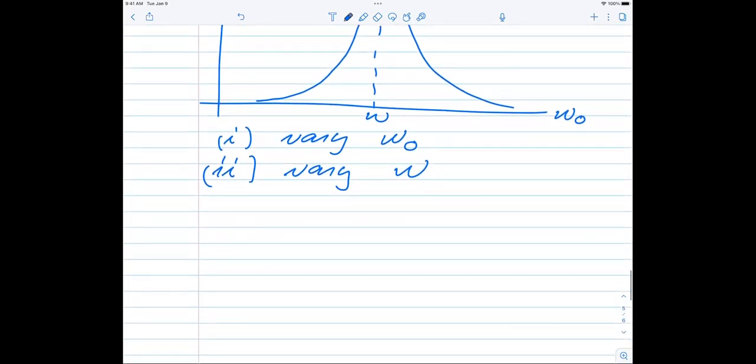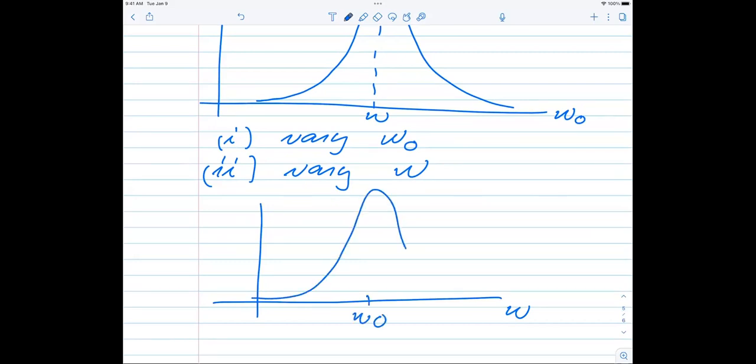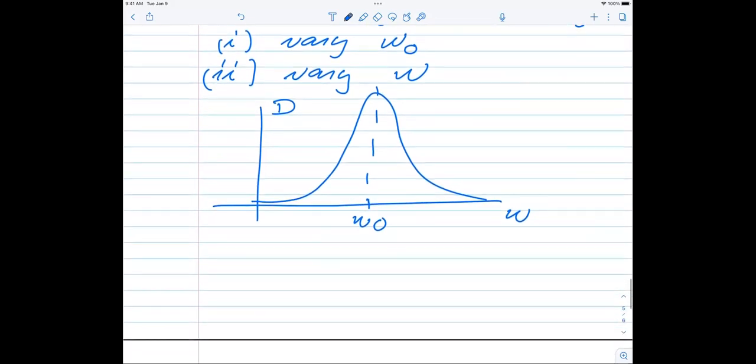And that means that we would see something like this. So we change omega, and then at the natural frequency, what we will get is something which peaks here. So this is the value of D. And what we can do now is find when the maximum occurs.